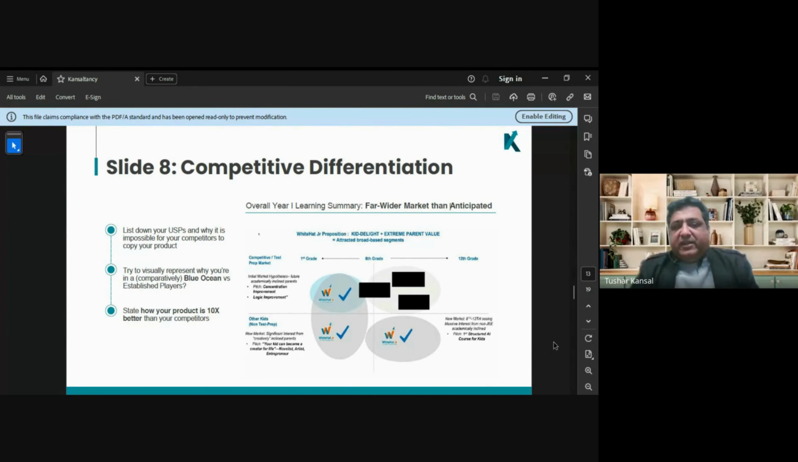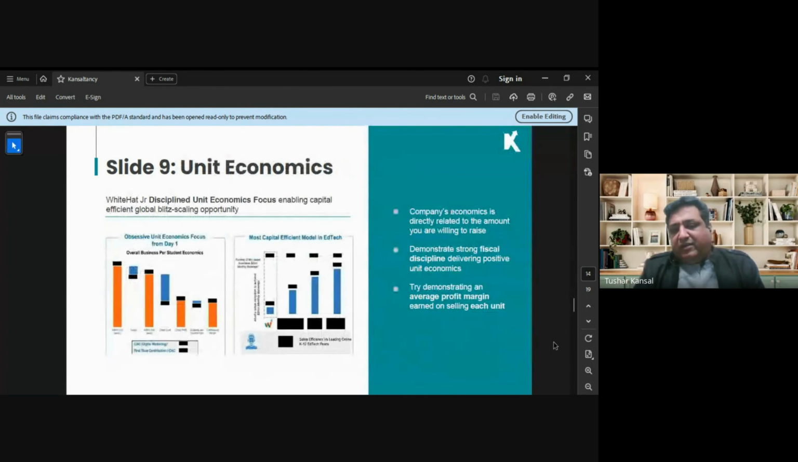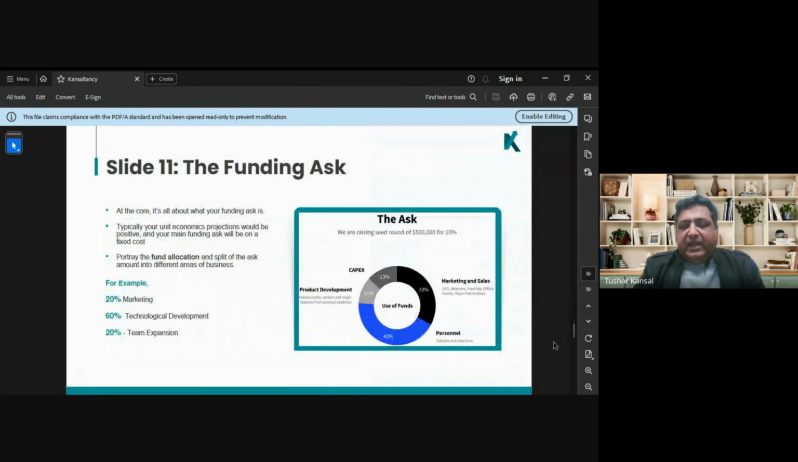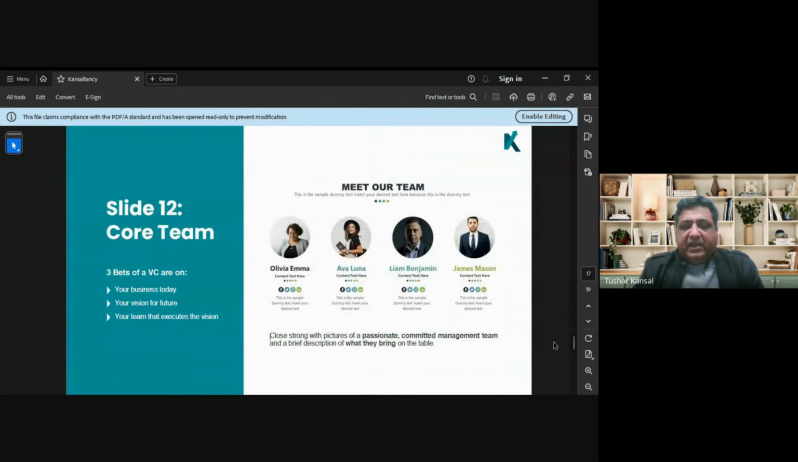So competitive differentiation is one. Then unit economics, that you have to sell everything at a profit. The growth plan, and last, the funding ask, how much they're asking and how they will use the funds. And of course, the team which will deliver.